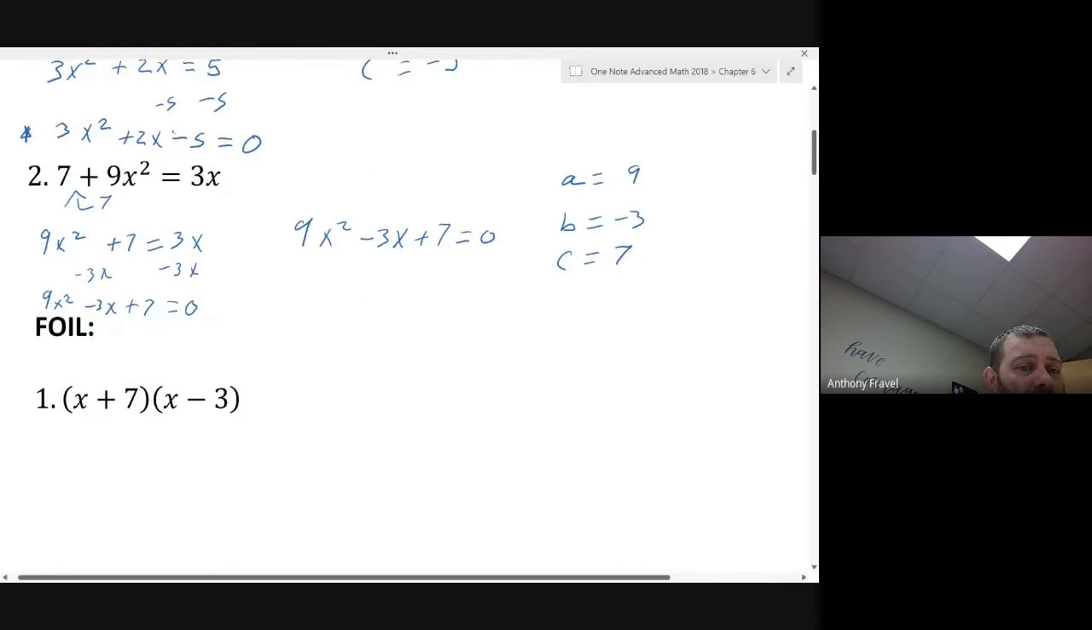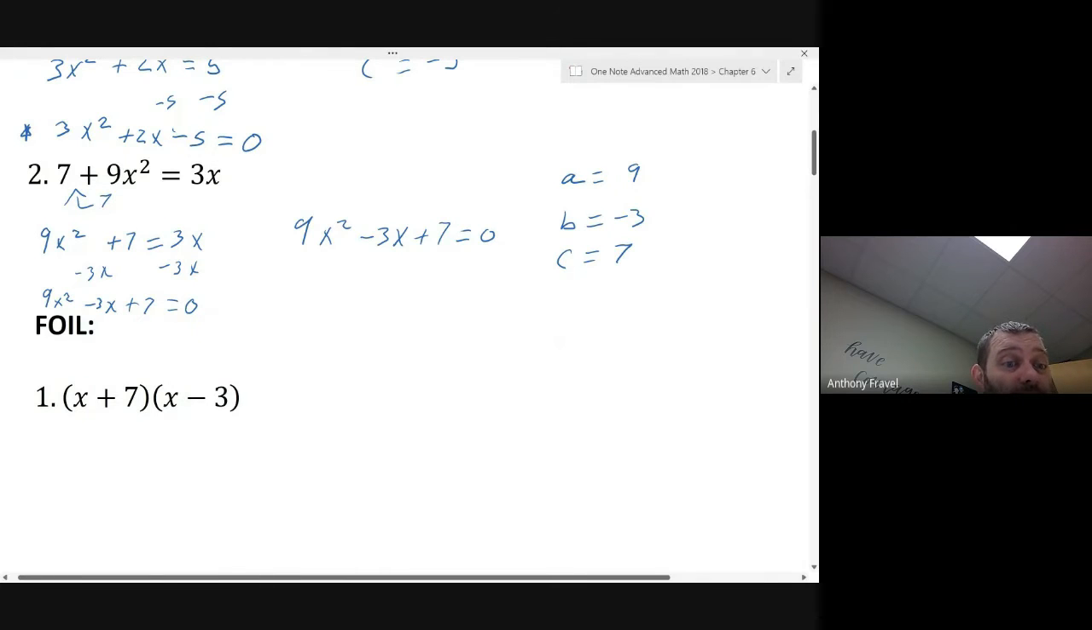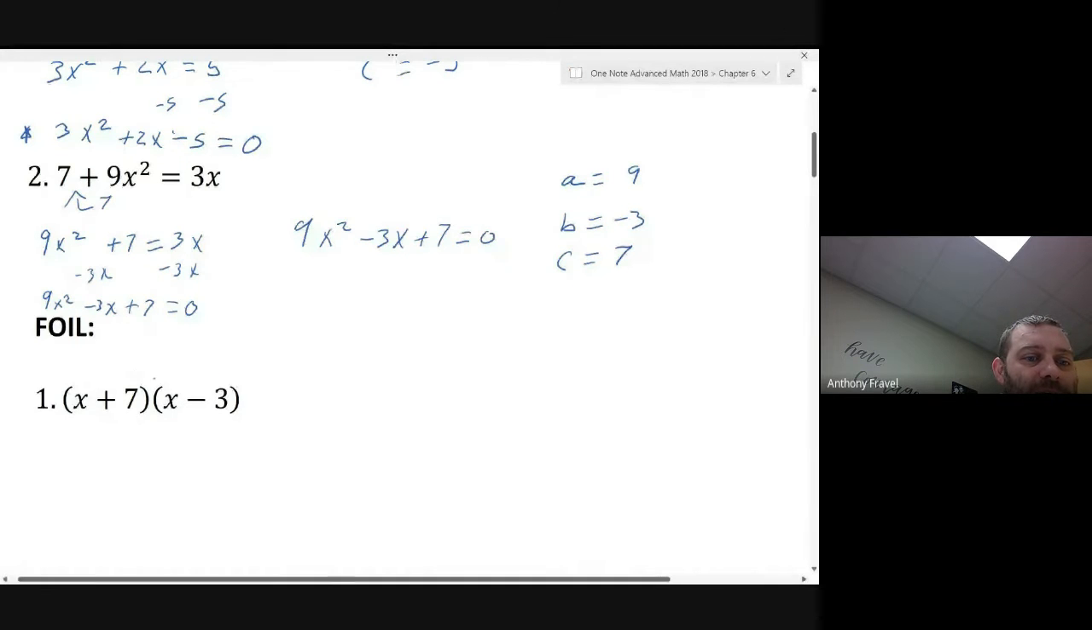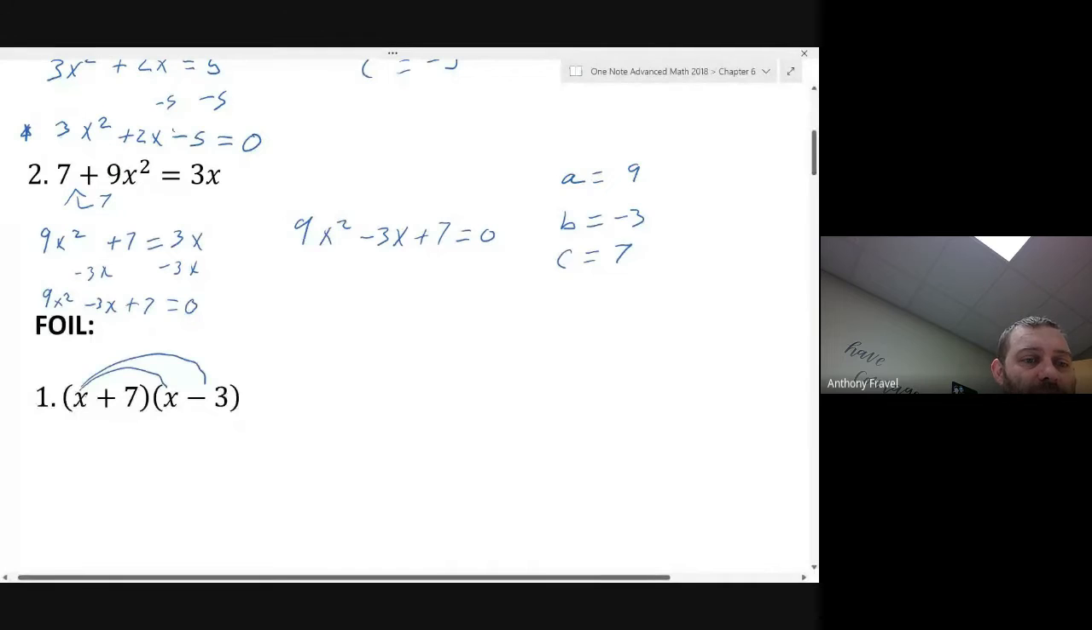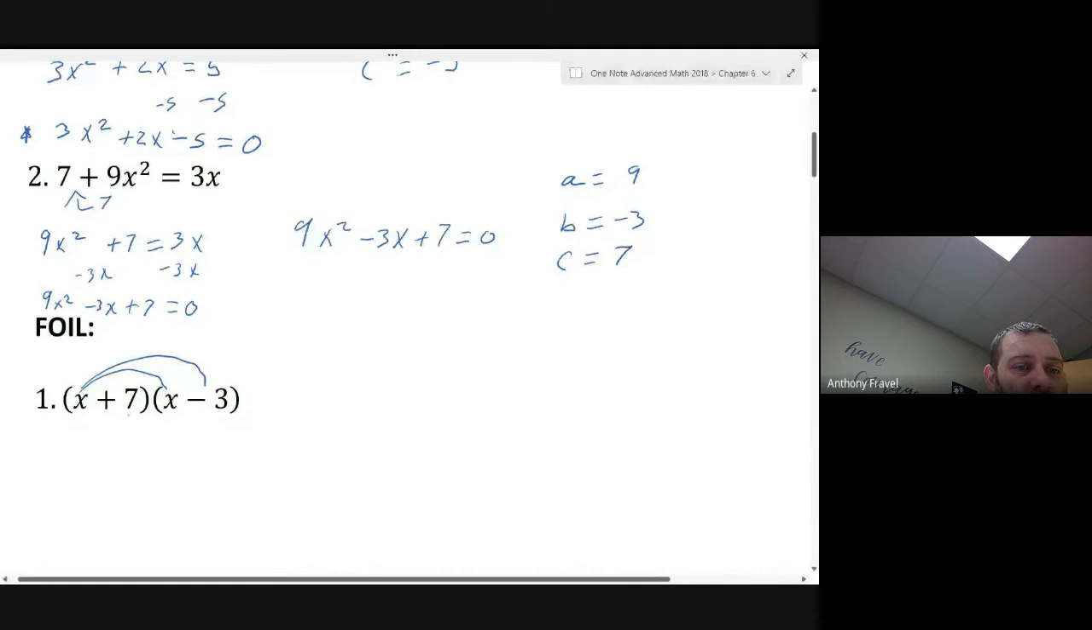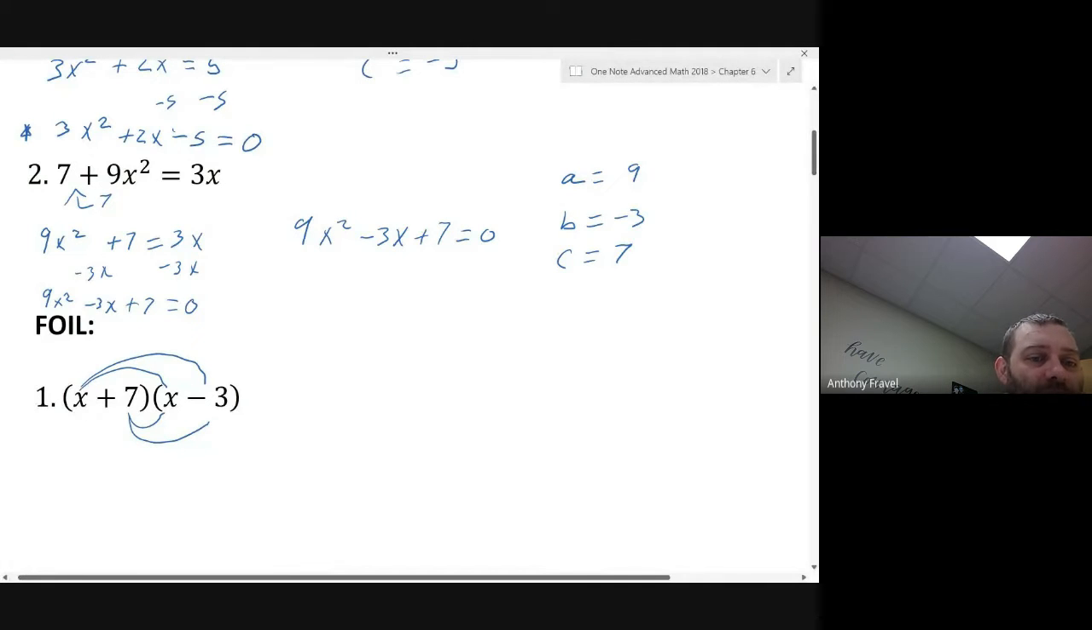All right, the next part, this should just be a nice little review from before. FOIL. When we're doing FOIL, remember it's going to be first, outside, inside, last. So when we do FOIL, we have two groups like this. Remember that first digit needs to go from the x to the x to the times -3. And then we're going to go for inside, which is 7 times x. And then last will be those ones. So if I do the FOIL on that, I get x squared minus 3x plus 7x minus 21.